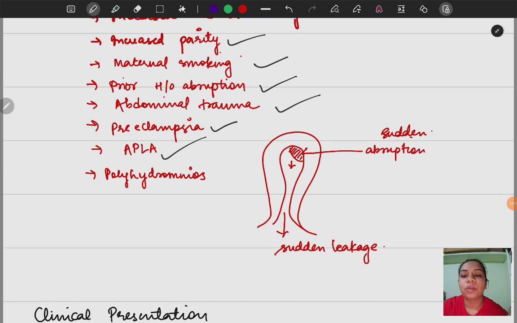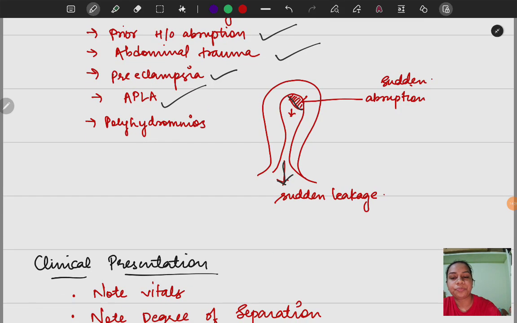Okay, polyhydramnios, why? This is the uterus, for example, and sudden leakage is there. Because of polyhydramnios, the pressure increases and sudden leak of the amniotic fluid will be there. So at that time what will happen? Suddenly pressure will come on the placenta and the placenta may also get abrupted.